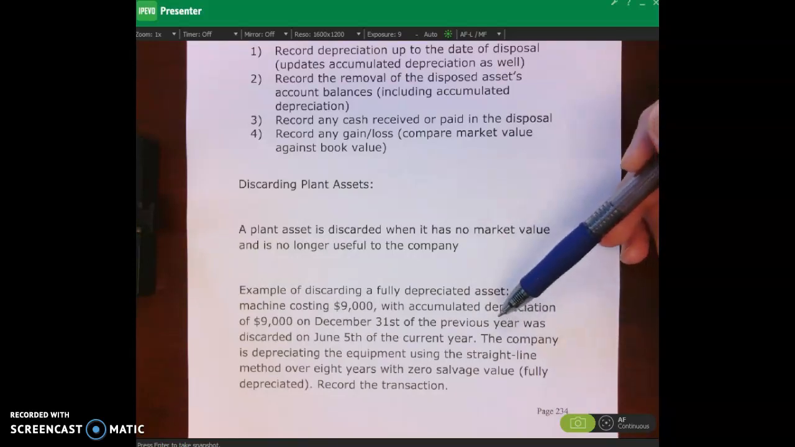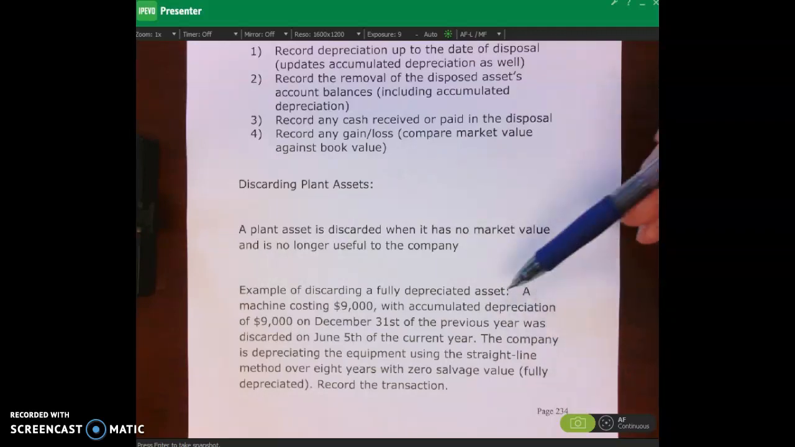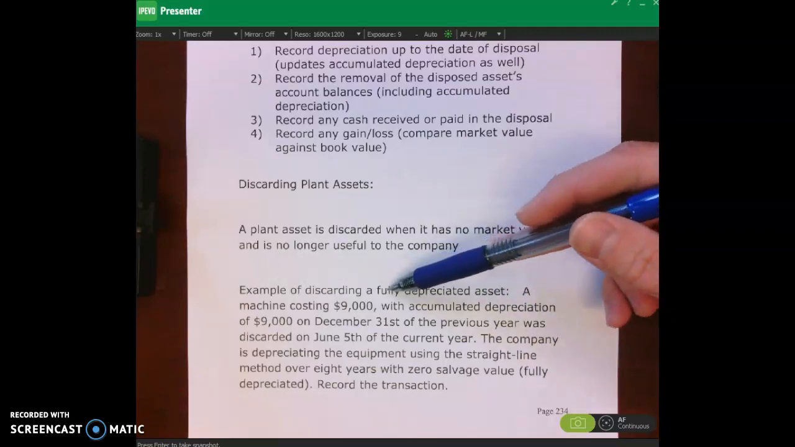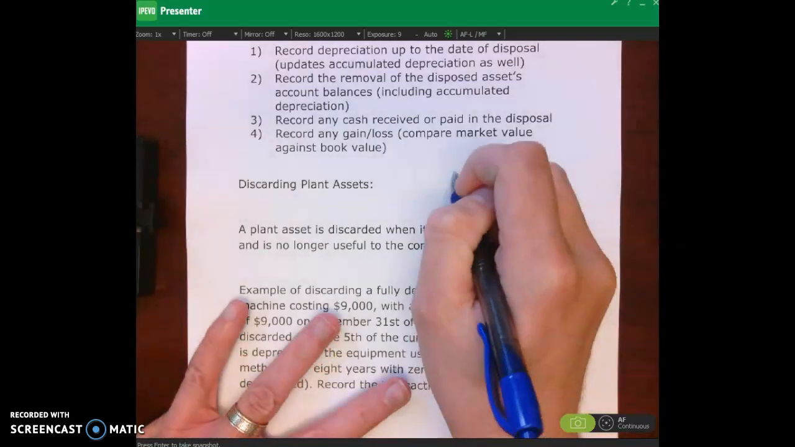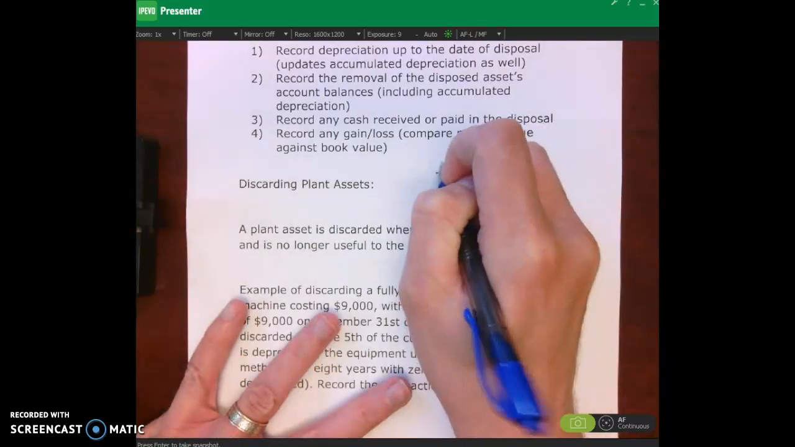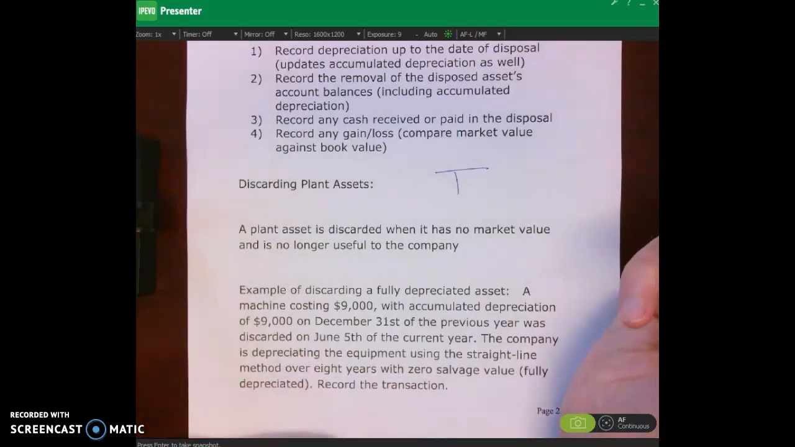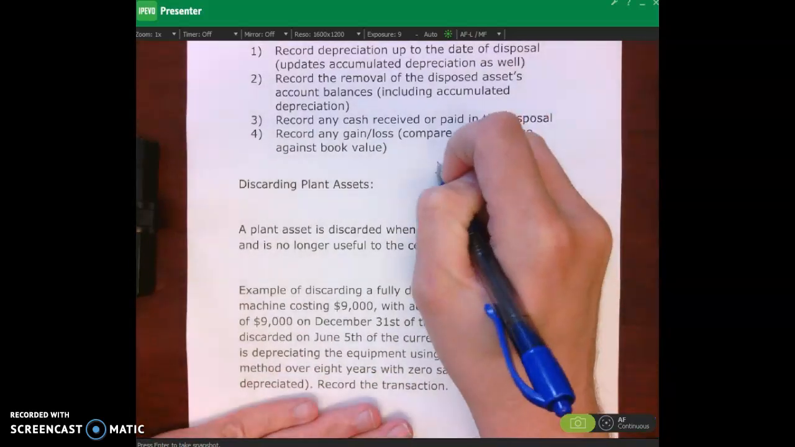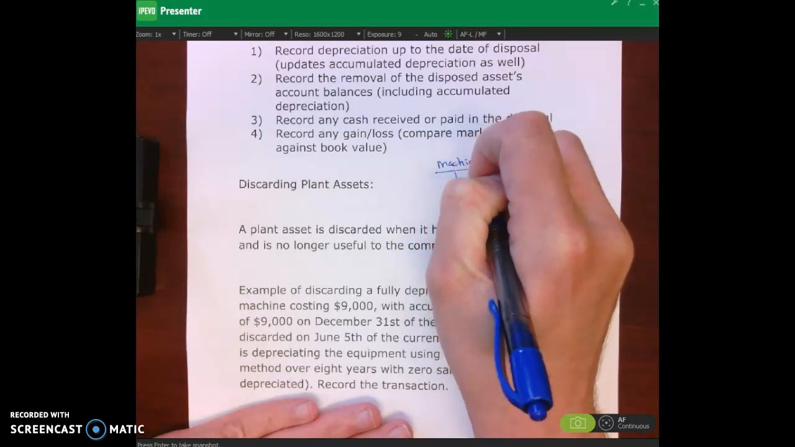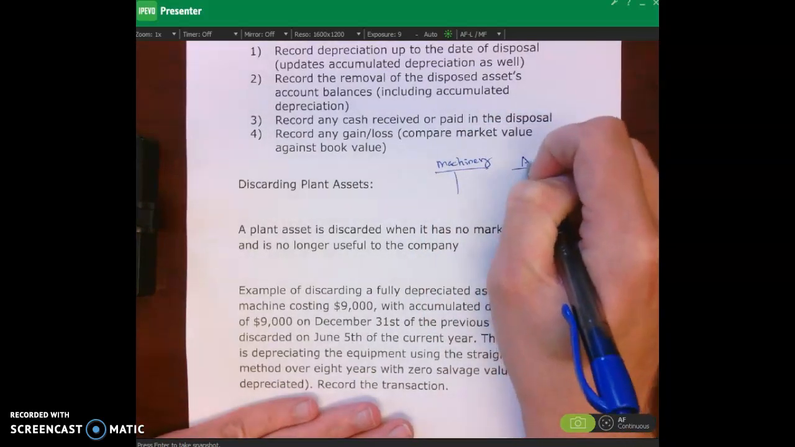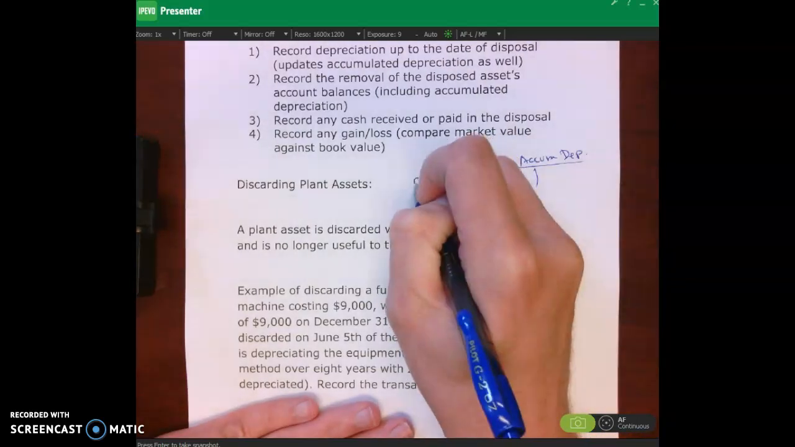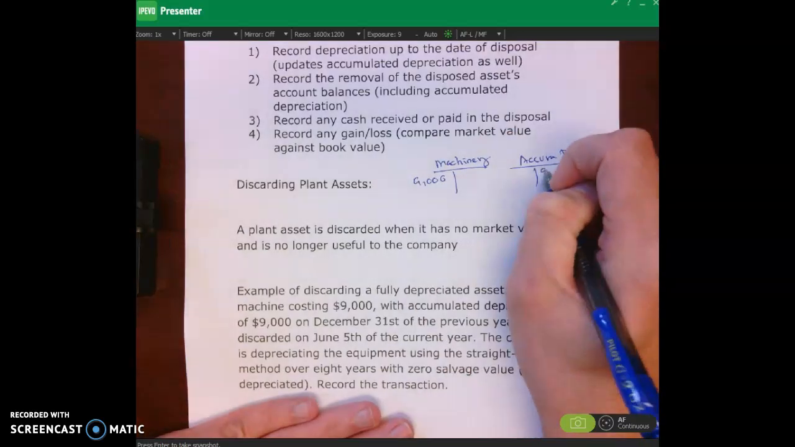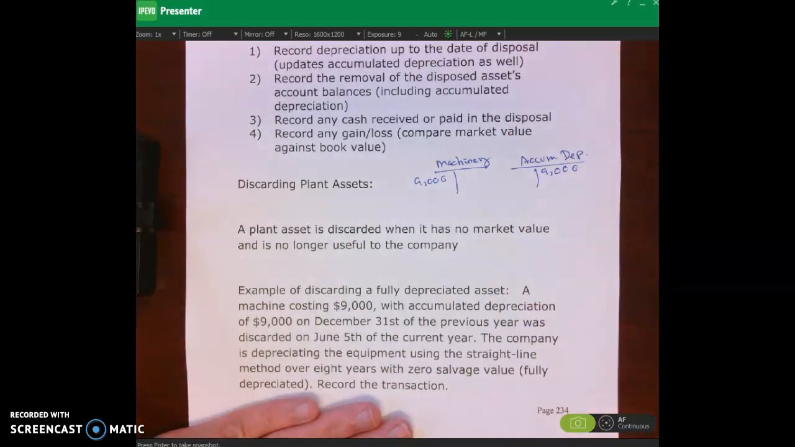So let's look at the first situation where it's fully depreciated. When it's fully depreciated, we have our asset cost of $9,000 and accumulated depreciation of $9,000. That means the book value is zero. So let's look at this in terms of T accounts. Oh, it's a machine. Machinery right there. And then we have accumulated depreciation. So we have our two T accounts. This machinery, remember, has a debit balance of $9,000, and then accumulated depreciation has a credit balance of $9,000.